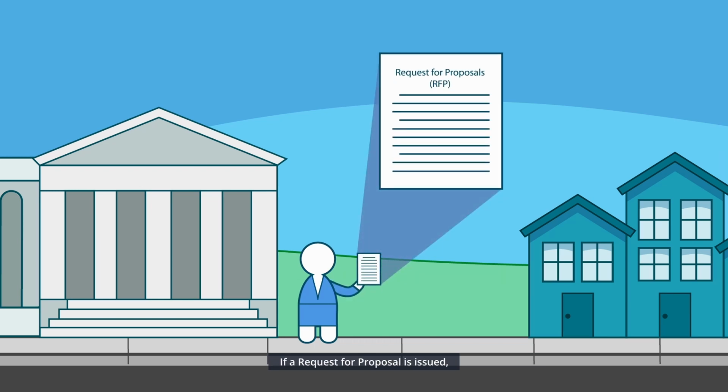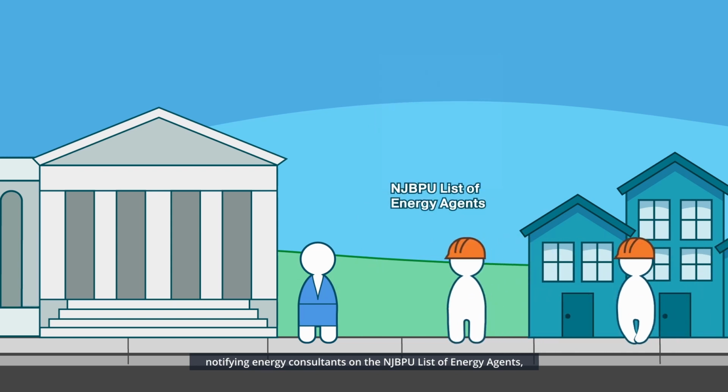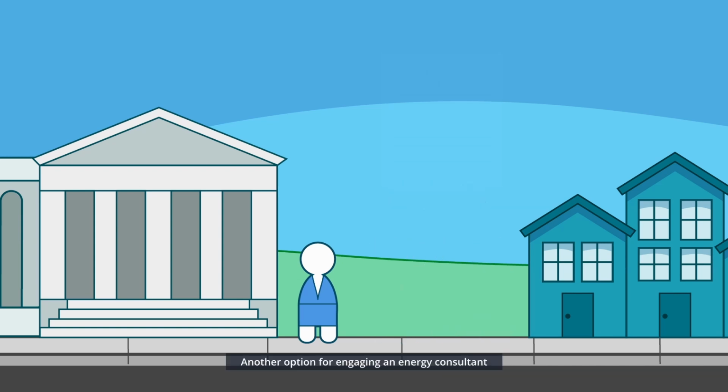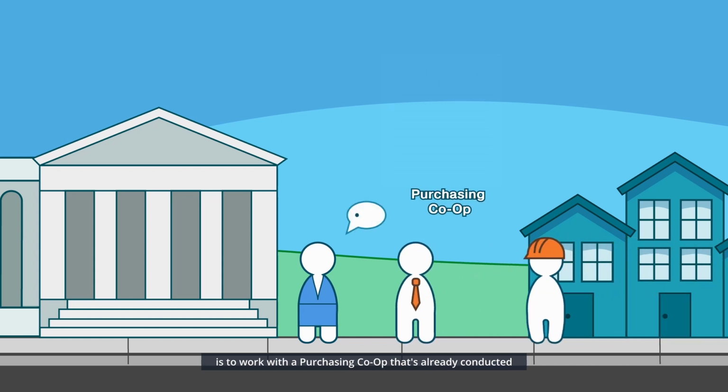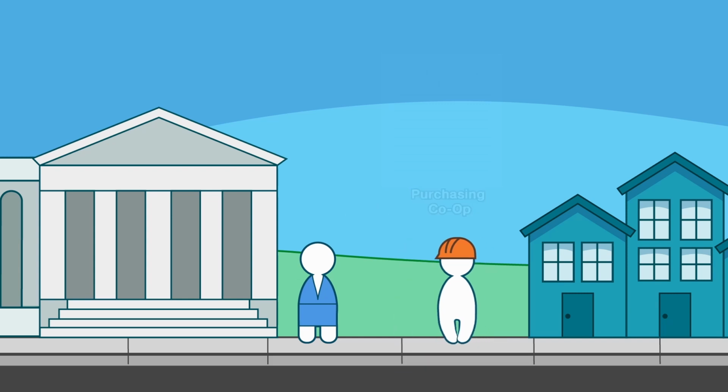If a request for proposal is issued, notifying energy consultants on the NJBPU list of energy agents will maximize the number of proposals received. Another option for engaging an energy consultant is to work with a purchasing co-op that's already conducted a competitive bidding process for energy consultation services.